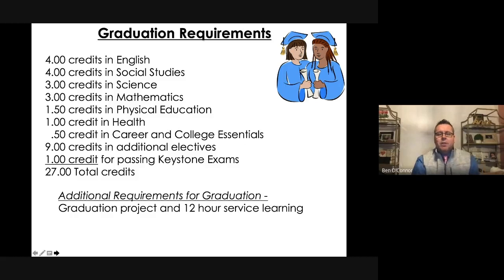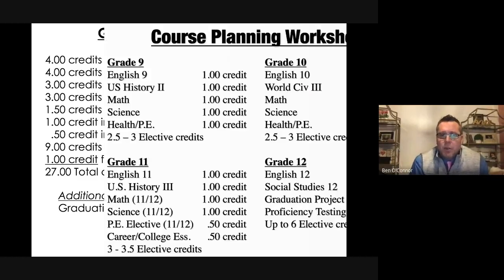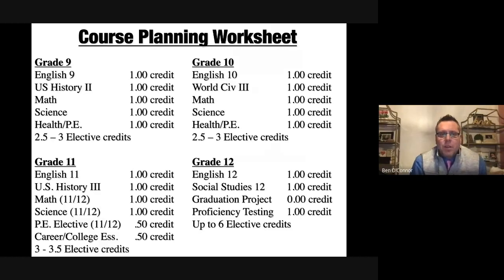And Dr. Lenz was just talking about the Keystone exams. There is 1 credit in the Keystone exams for a total of 27 credits to graduate. 26 of those are academic. To graduate, your son or daughter will have to pass 12 hours of service learning, which can be done at any point once they reach the high school. And 12 hours, to be honest, is really nothing. It's just a couple afternoons of giving up their time for the good of the community.